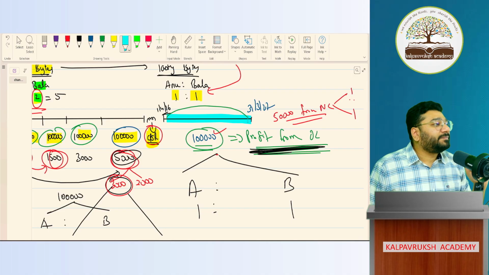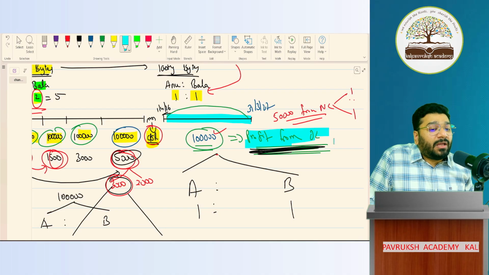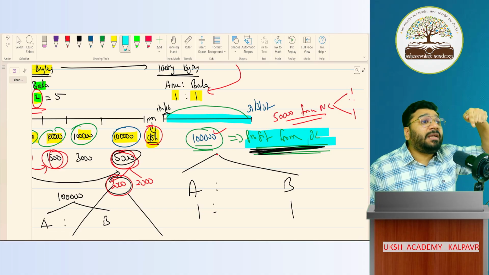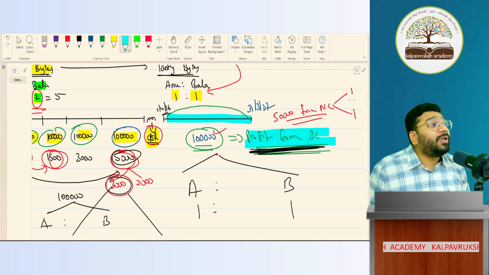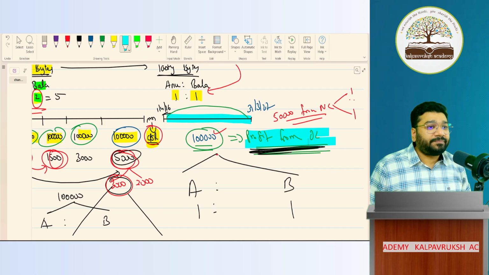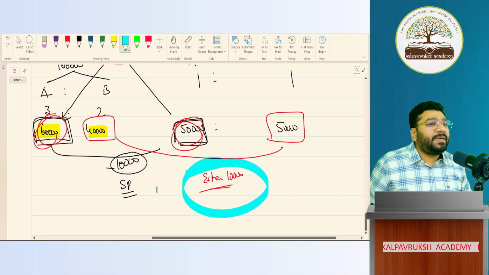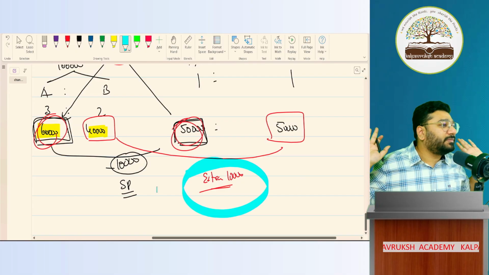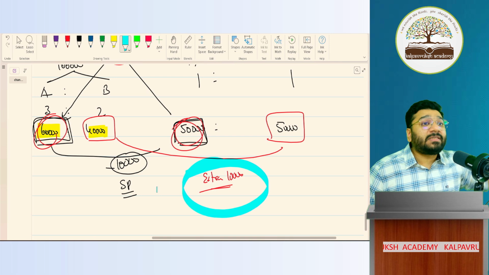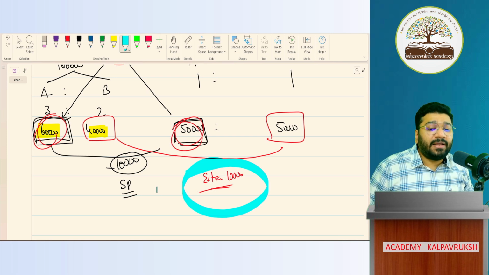Problem will come where? When the profit coming from the old customer is split in the new ratio, problem will happen to the sacrificing partner. Because the gaining partner has gained this extra 10,000 rupees without any hard work. Without any hard work. So Anu will start fighting with Bala.